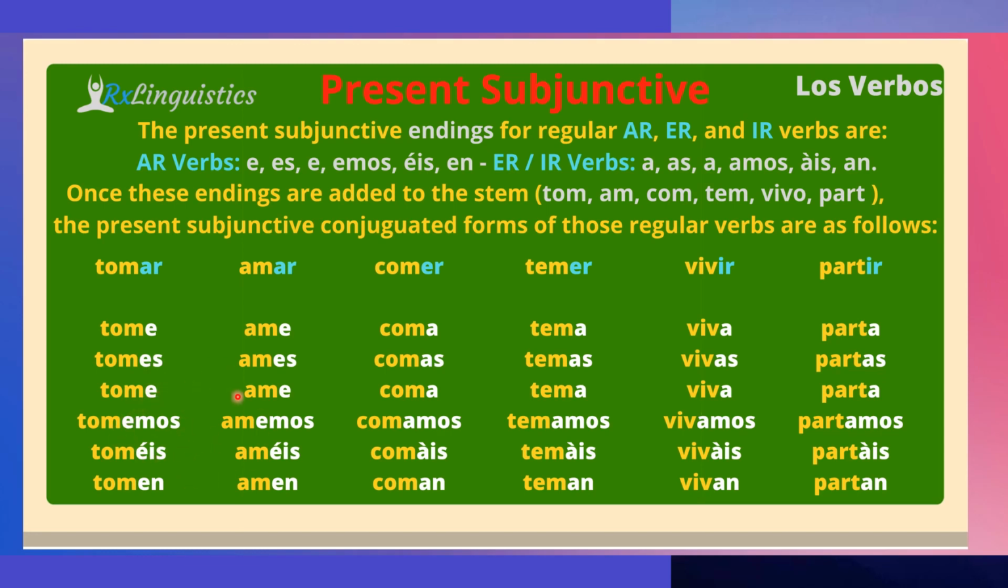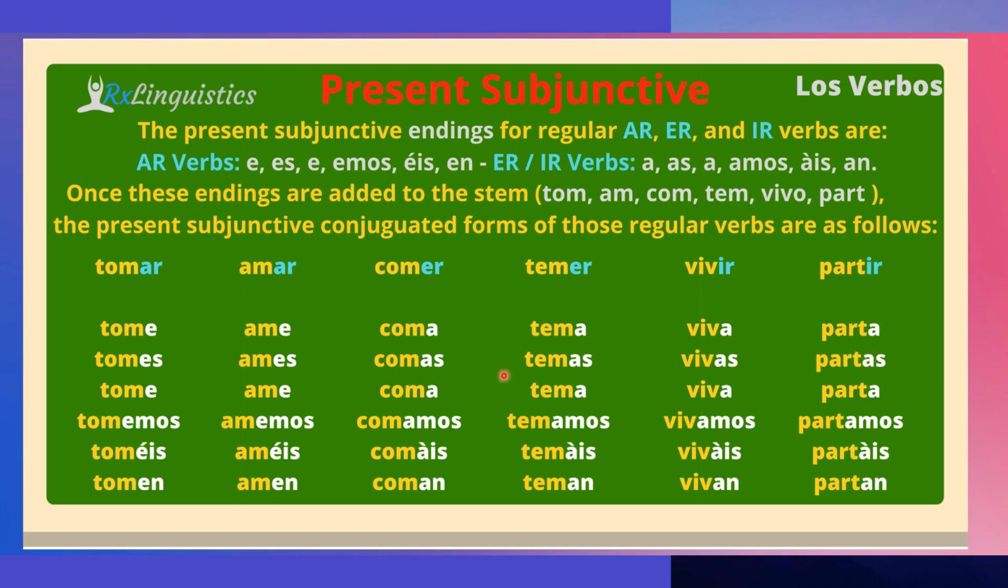Now we are using the opposite in the sense that we are using what we were supposed to use in the present for the other conjugation, ER and IR. The second and third conjugation endings, those are the ones we use for the first conjugation ending. Because AR is the first conjugation, la primera conjugación, and ER and IR are la segunda conjugación y la tercera conjugación. But for the subjunctive, the way it goes is, you use the ER and IR ending for the AR verbs. And then you take the AR verbs ending and you use it for the ER. You see, the comer ends now coma, temer tema, bibir viva, partir parta.